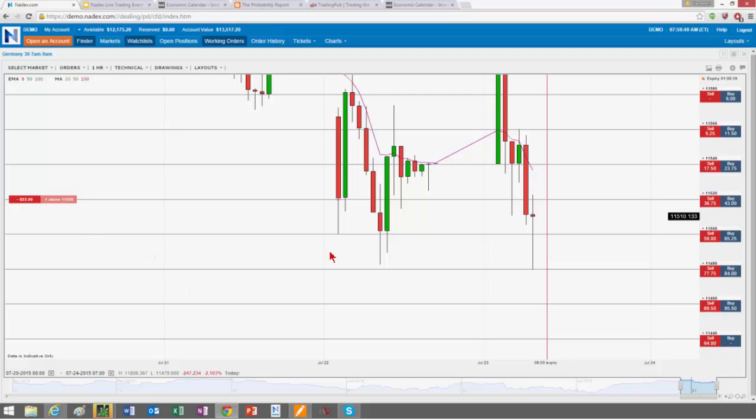Explain my reason for the 50 simple moving average. It's just another indicator that I like that gives me a look at whether the marketplace is traveling bearish or bullish. If it's below the 50 simple moving average, pretty good chance you're going to stay bearish. If it's above, bullish. If there's a crossover, it shows me that there's a potential reversal.